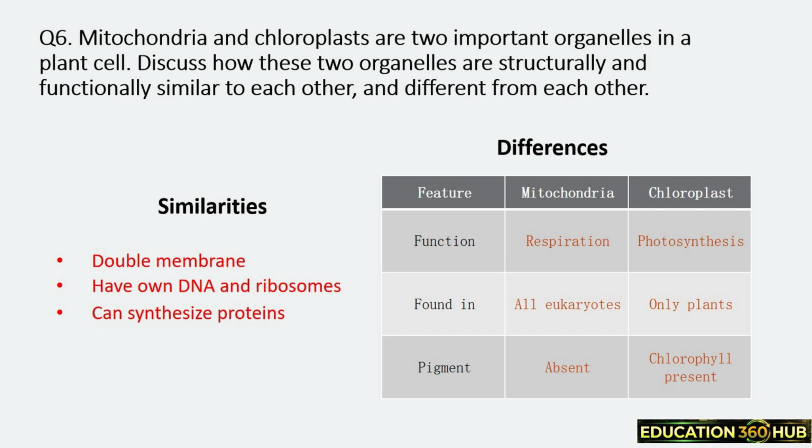Question number 6. Mitochondria and chloroplasts are two important organelles in a plant cell. Discuss how these two organelles are structurally and functionally similar to each other and different from each other. Similarities: both have double membrane, both have their own DNA and ribosomes, both can synthesize proteins. Differences: mitochondria help in respiration, but chloroplasts help in photosynthesis. Mitochondria are found in all eukaryotes, but chloroplasts are found only in plants. Mitochondria don't have any pigment, but chloroplasts have green pigment chlorophyll.